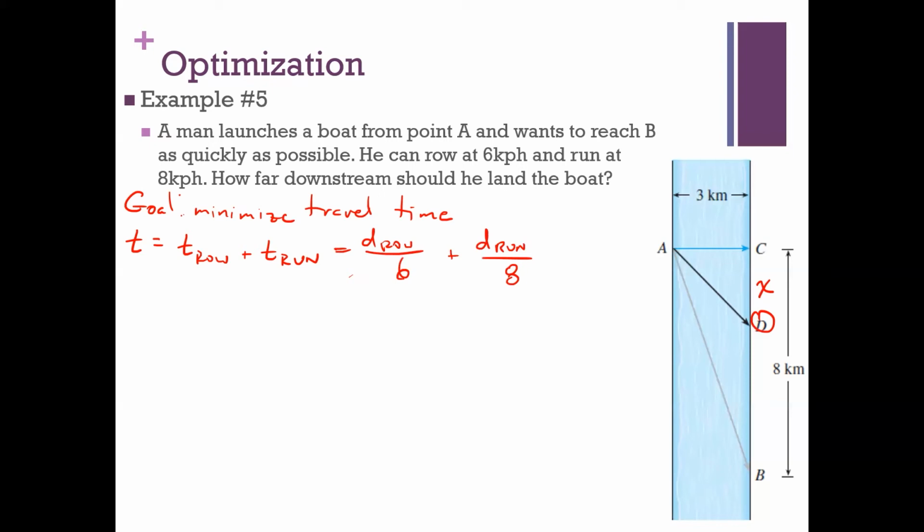So if I'm landing X kilometers south of C, am I rowing X kilometers? Like how far am I rowing? You need the Pythagorean theorem, right? So he's rowing on a diagonal line. So Pythagorean theorem. So it's what over 6? What's the rest of this expression?